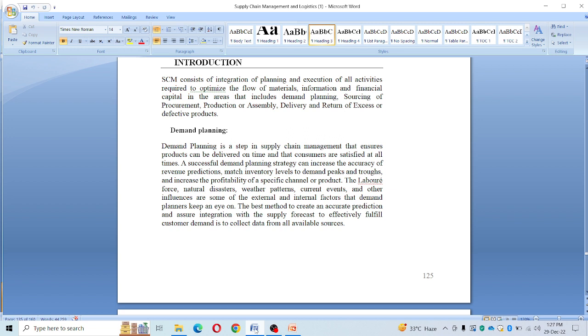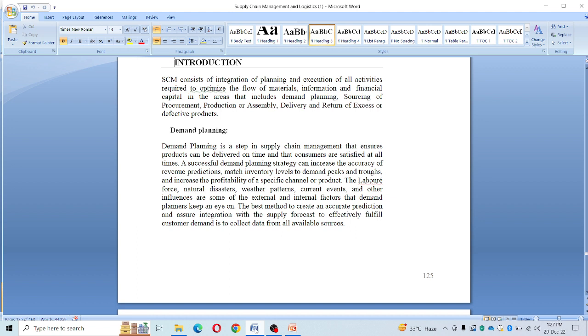we saw the bullwhip effect in the supply chain management which we have discussed. So all these things are internal and external factors that demand planning people, forecasters, they keep an eye on. The best method to create an accurate prediction and assure integration with supply chain forecast to effectively fulfill customer demand is to collect data from all available sources.